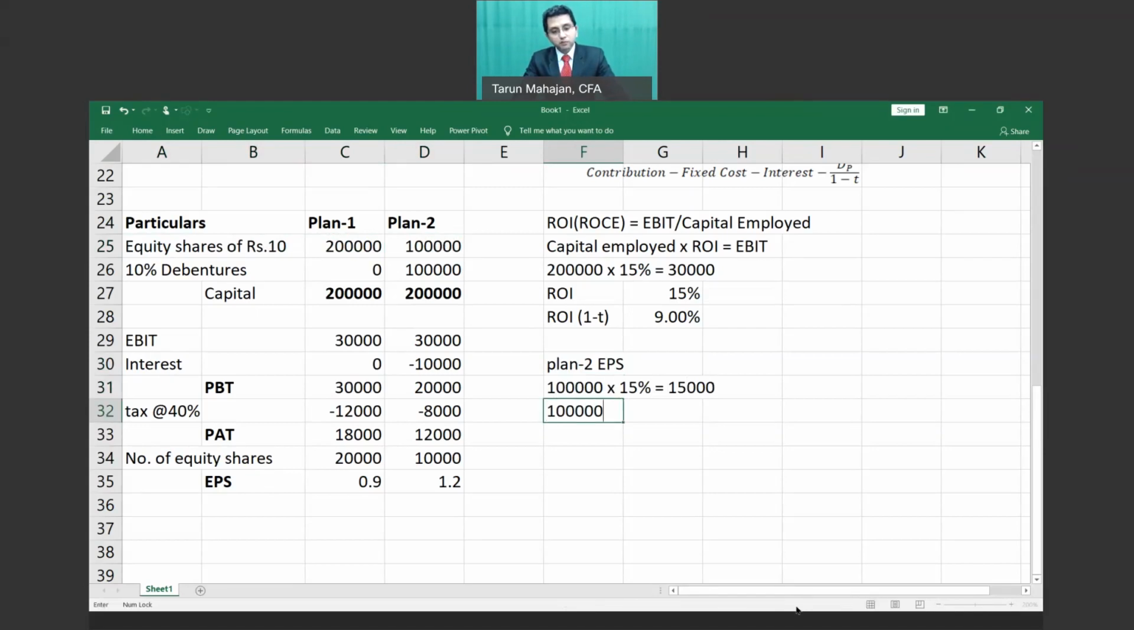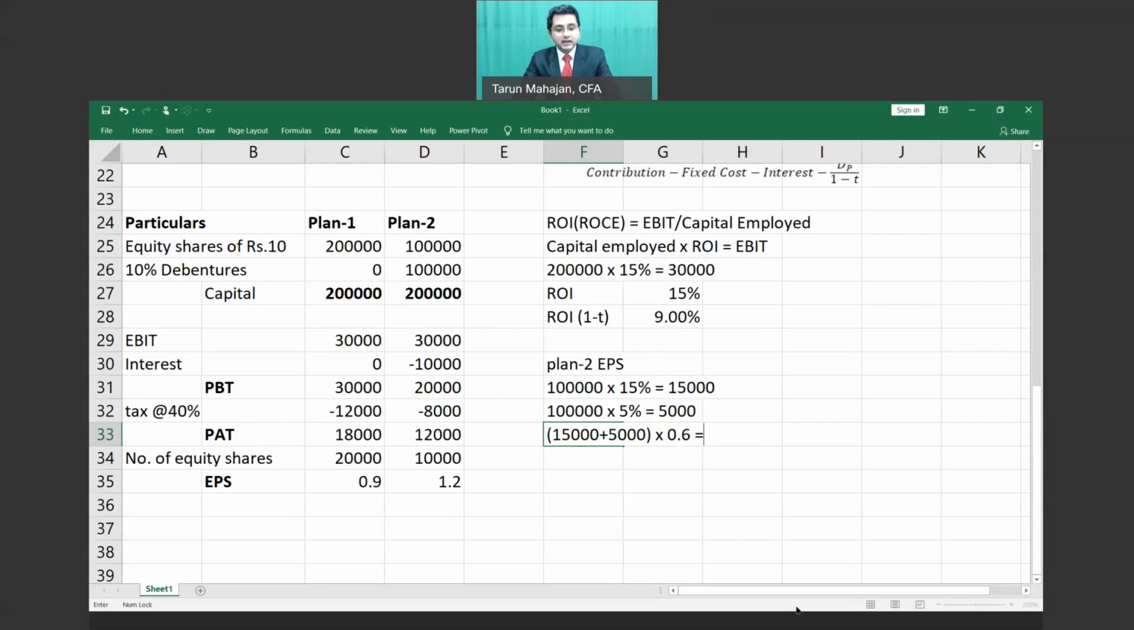Number two, 1 lakh rupees is the amount of debt on which you are earning 15%, but you are paying just 10%. So this 5,000 also belongs to equity shareholders. Now equity shareholders are earning 15,000 of their own earning and 5,000 of the surplus from debenture holders. So now they are earning 20,000 rupees.